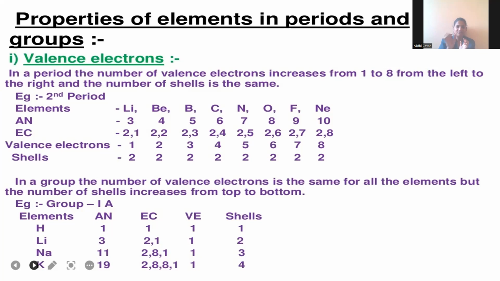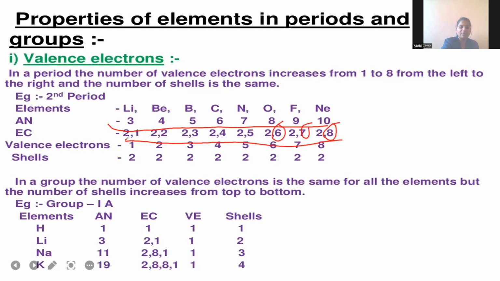This is one period. We have 7 periods, 18 groups, right? So here, for example, they took the second period. So we have lithium, beryllium, boron, carbon, nitrogen, oxygen, fluorine, and neon. As you can see, AN means atomic number: 3, 4, 5, the atomic number is increasing by 1 unit. In the electronic configuration, you see the valence electrons are increasing by 1 unit.